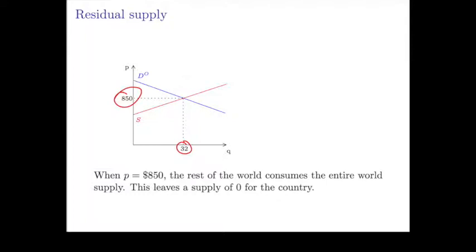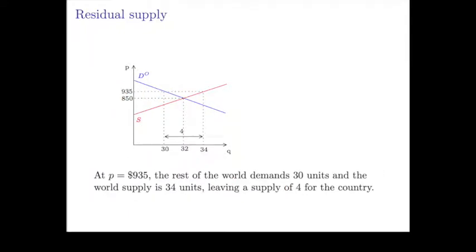Phrased differently, at the price 850, the total quantity supplied by all the suppliers in the world is 32. The total quantity demanded by all the consumers outside of Canada is 32. So what's left over is 0. So the residual supply at the price 850 is 0.